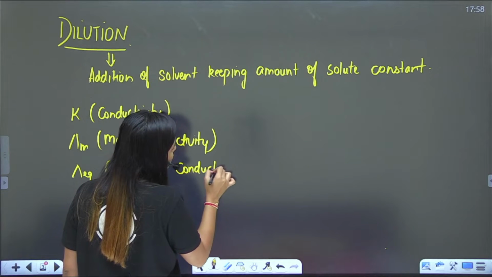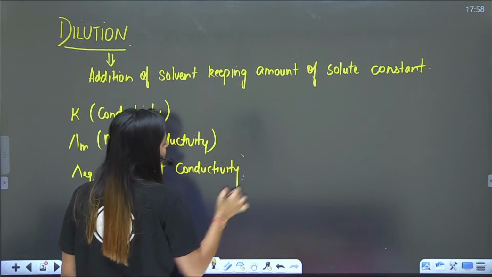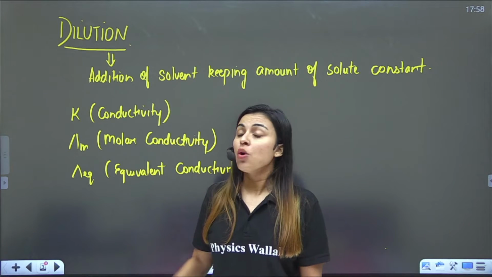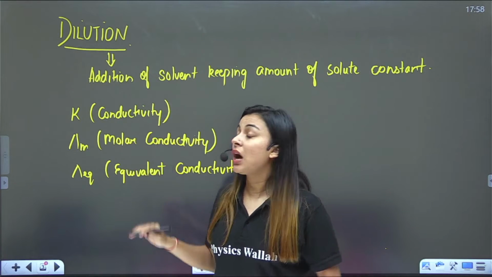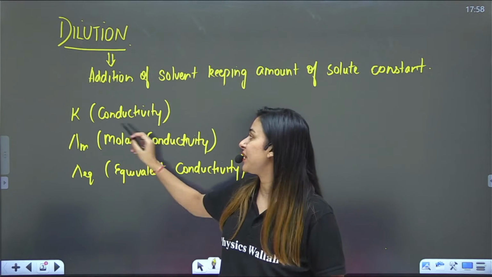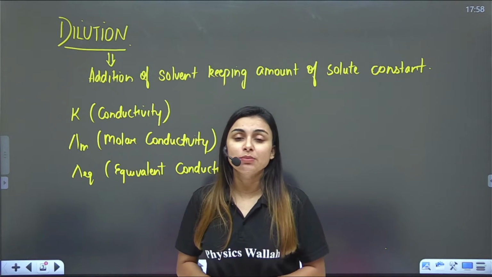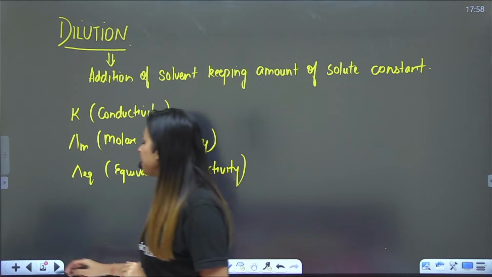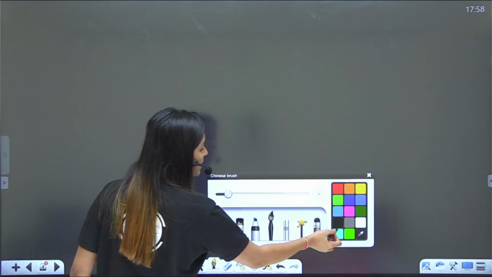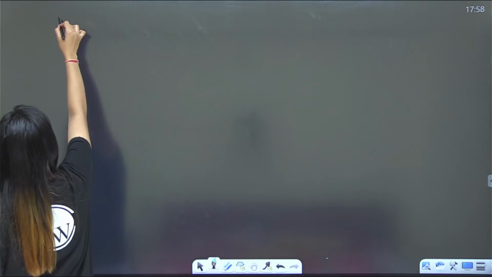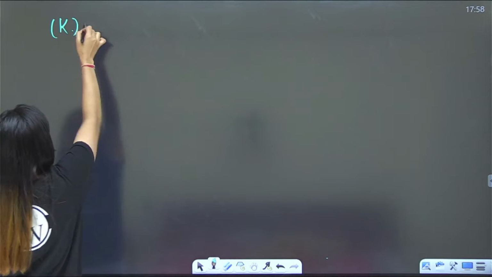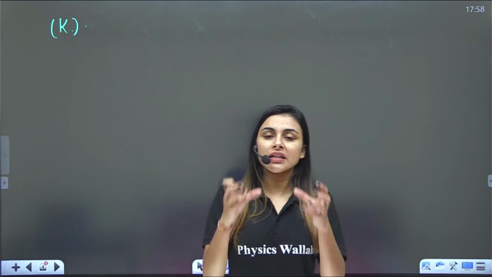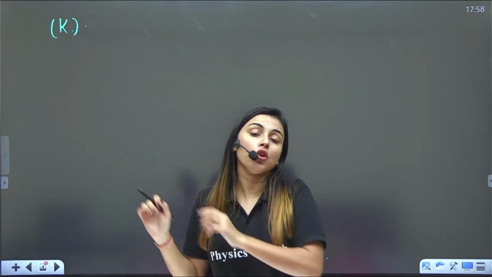Now, my dear students, what we are going to understand is what happens if we increase the dilution, and how the increase in dilution will affect these three types of conductivities. One by one, we will be discussing each and every part. So now, when I talk about the normal conductivity, that is K, what is this conductivity? The definition of this conductivity is conductivity per unit volume.